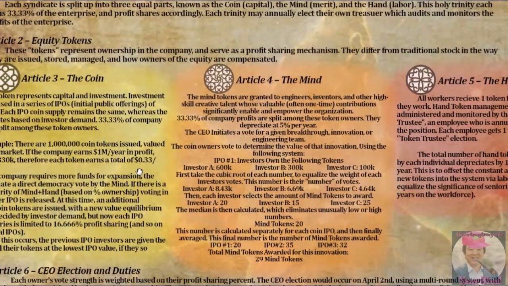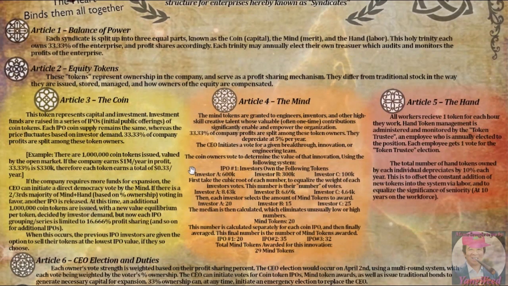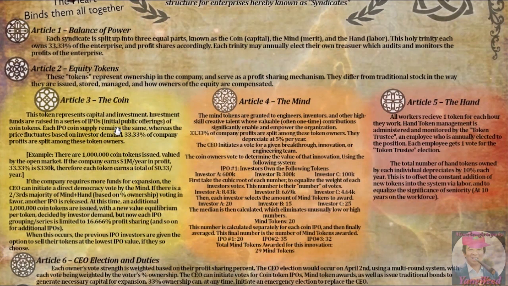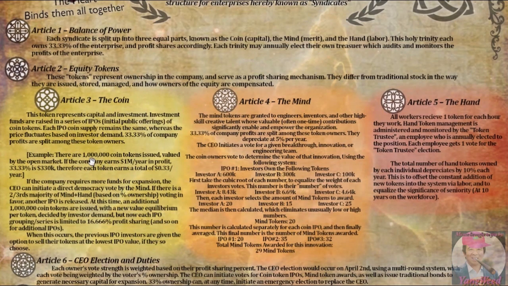So here with the coin, this token represents capital and investment. Investment funds are raised in a series of IPOs of coin tokens. So each IPO coin supply remains the same, whereas the price fluctuates based on demand, which is similar to stocks. So in your initial IPO, you'd have 1 million coins issued, and if the company makes $1 million a year profit, 33% of that is 330,000. Therefore, each coin token earns 33 cents per year. So you can get a market price from that.